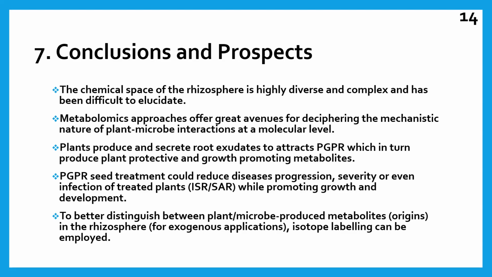Plants secrete root exudates to attract PGPR, which in turn produce plant-protective and promoting metabolites. So this is a form of chemotaxis that plants actually use to attract favorable types of microorganisms into the rhizosphere.